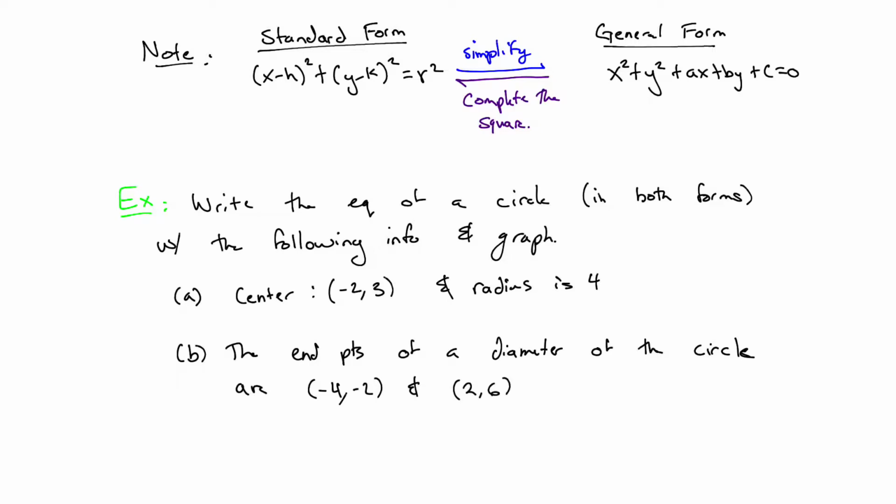So, we'll go ahead and start with part A. So our solution for part A, we know that our center is at -2, 3. Well, that means that our h value is -2 and our k value is 3. And we already know our r value, our radius, which is 4. So we have everything we need, right?